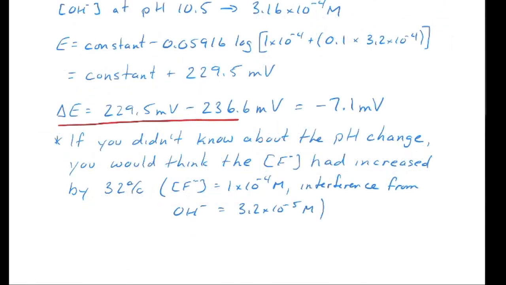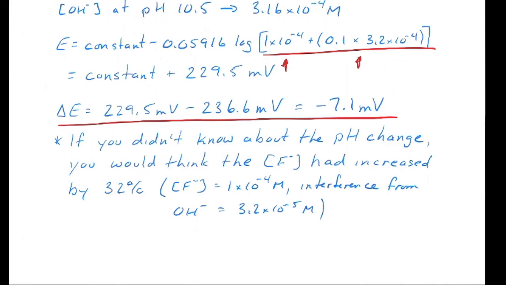So the difference in the voltage at pH 5.5 versus pH 10.5 is going to be minus 7.1 millivolts, which doesn't seem like much, but it actually is quite large. It turns out that if you didn't know about the pH change from 5.5 to 10.5, you would think that the concentration of fluoride had increased by 32%. And we get that from basically this up here. Right? We have our initial concentration of fluoride of 1 times 10 to the minus 4, but we're adding 0.32 times 10 to the minus 4. So we're giving it a 32% boost in concentration.